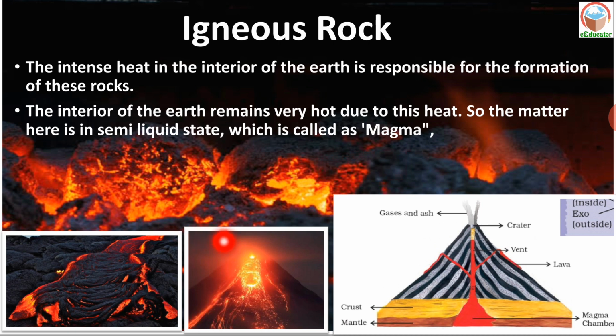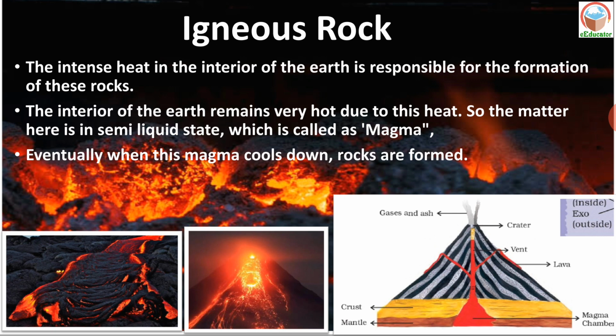These are the magma you can see in the photographs. Magma is molten rock, pigla hua pathra, which is available in the interior part of Earth, in the mantle, jo mantle area hai, wahan par aata hai. So eventually when this magma cools down, rock forms.